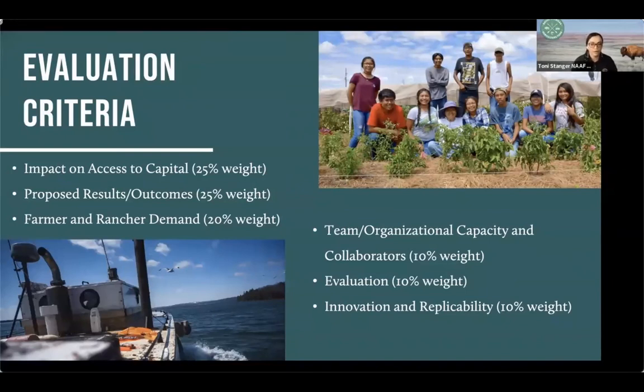Other areas where we provide weighted scoring are proposed results and outcomes, farmer and rancher demand, team organizational capacity and collaborators, evaluation, and innovation and replicability. Proposed results and outcomes is another 25%. Farmer and rancher demand is 20%. Team organizational capacity and collaborators is 10%. Overall evaluation is 10%. And innovation and replicability is an additional 10%.